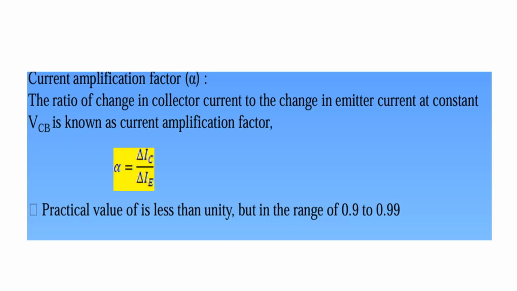Current amplification factor alpha, common base configuration. The current amplification factor is indicated by alpha. The ratio of change in collector current to change in emitter current at constant VCB is known as the current amplification factor.